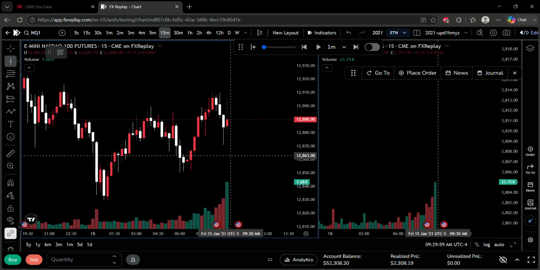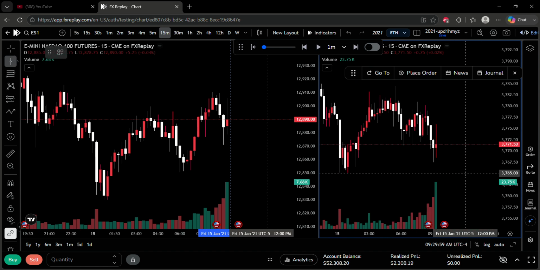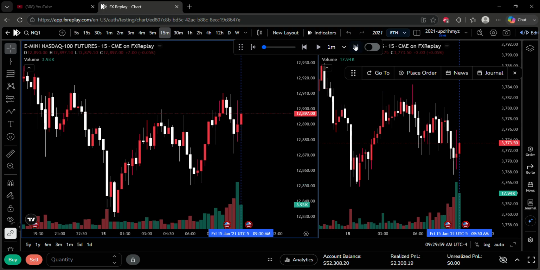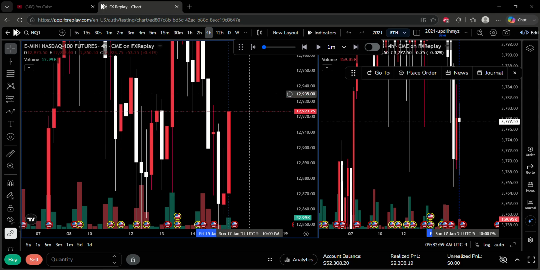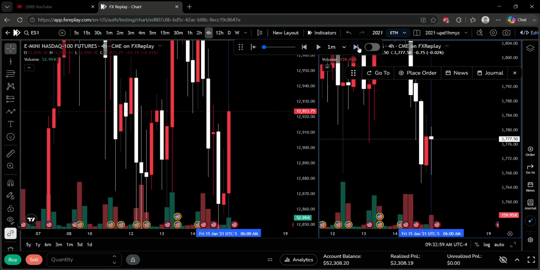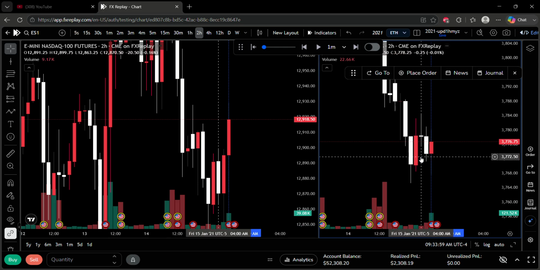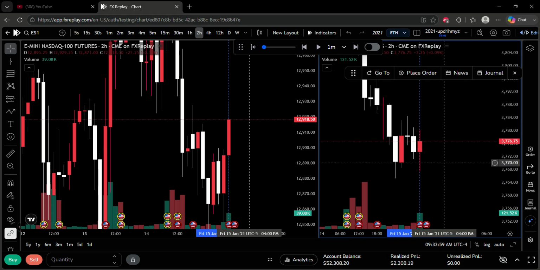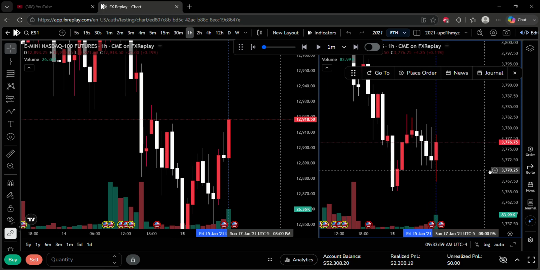Next setup. See what we do. 4 hour gap. Yeah, we have a 4 hour gap right here. See if we tapped it. See what ES is tapping. We do have SMT here at a, no we don't, hold on. We do. We have SMT at a key level on ES.